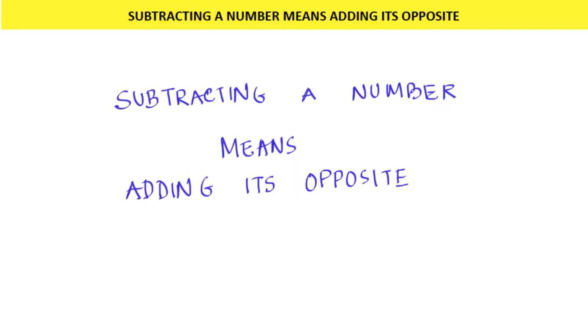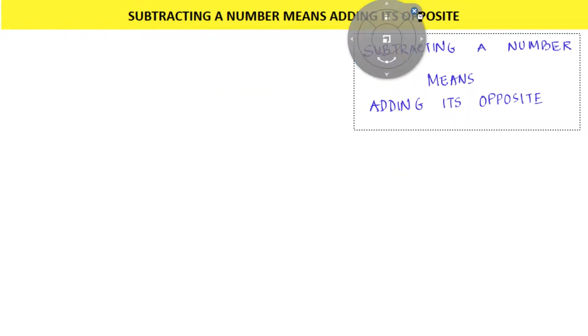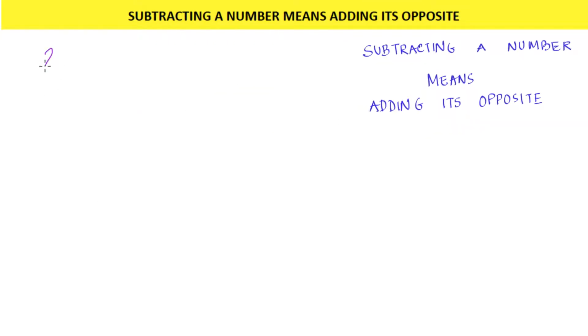In the earlier video, we looked at the definition of subtraction as subtracting a number means adding its opposite. And we took 2 examples. Now let's take a few more examples and see how it works. Let me move that to one side. Let's start with 2 minus 6.